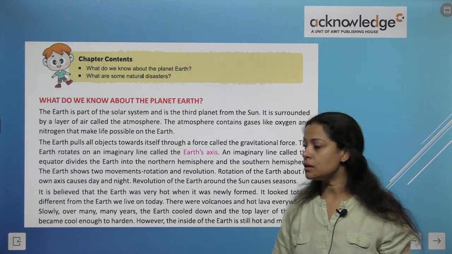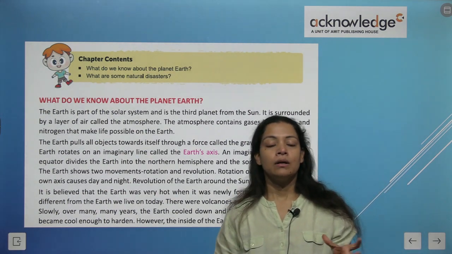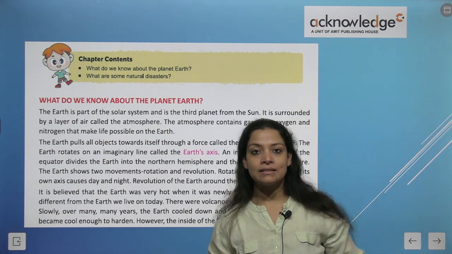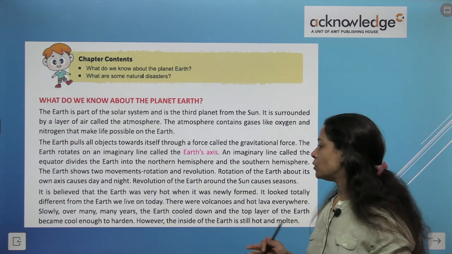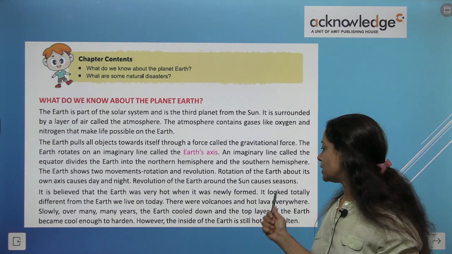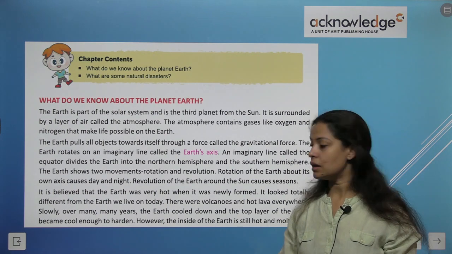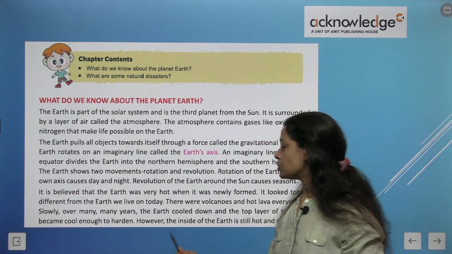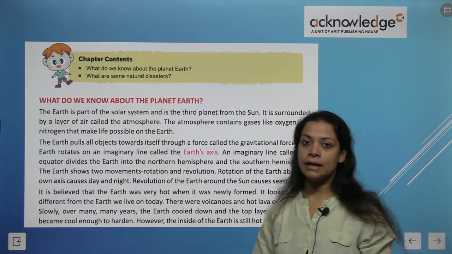It is believed that Earth was very hot when it was newly formed. So millions, trillions of years ago, I don't know when exactly, when the Earth was formed, it was supposed to be a hot balloon. It looked totally different from the Earth which we are living in today. There were volcanoes and hot lava everywhere. Slowly, over many, many years, the Earth cooled down and the top layer of the Earth became cool enough to harden. However, the inside of the Earth is still hot and molten.